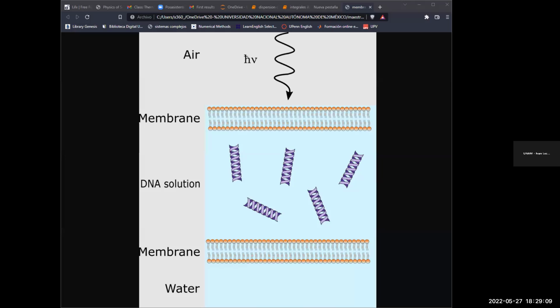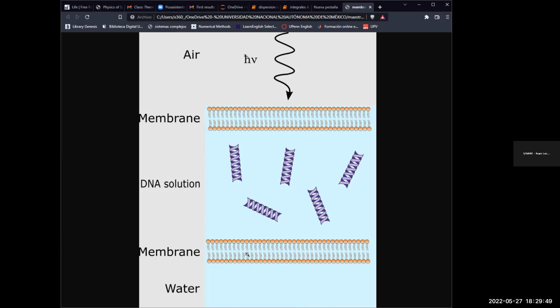So this is the illustration of my project. We are thinking that light is entering at the ocean surface. And at that surface, we have these prebiotic vesicles that consist of a membrane, a DNA solution trapped inside of it, and a second membrane, and of course the rest of the ocean.